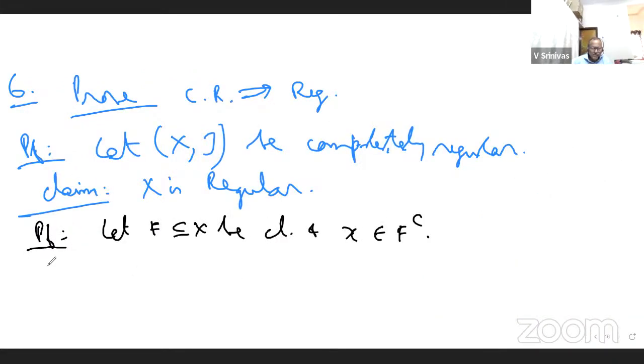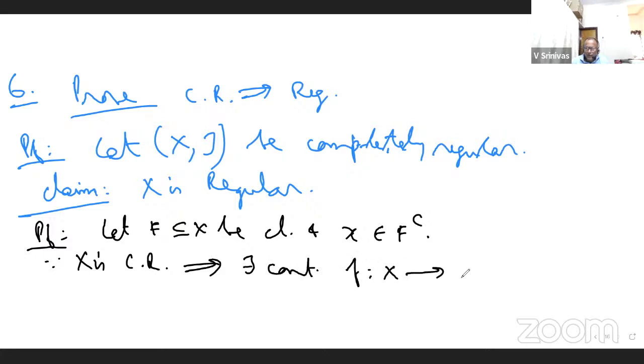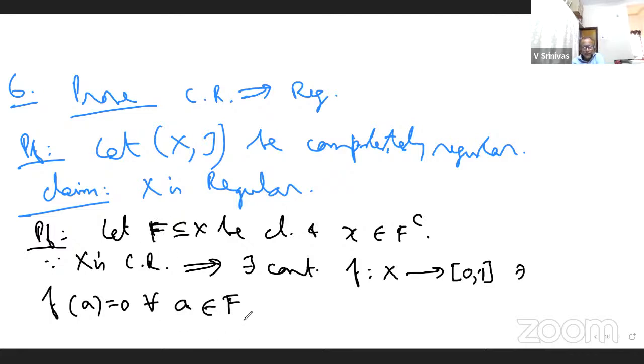Since capital X is completely regular, there exists a continuous function f from X into the closed interval [0, 1] such that f of a is 0 for all small a coming from capital F. It vanishes on this closed set, capital F, and f takes value 1 at X.